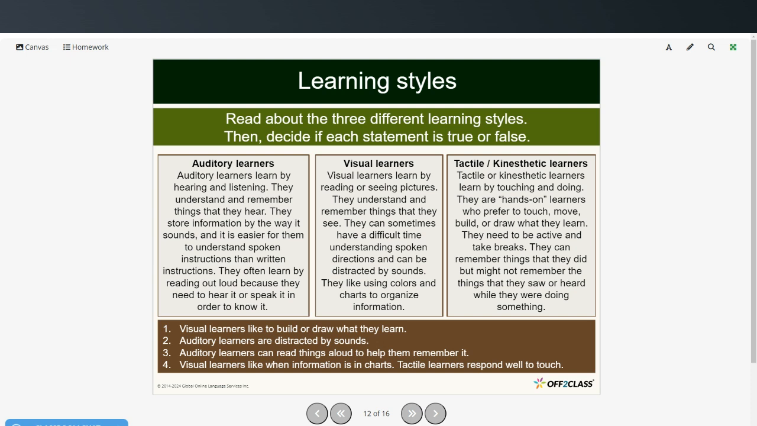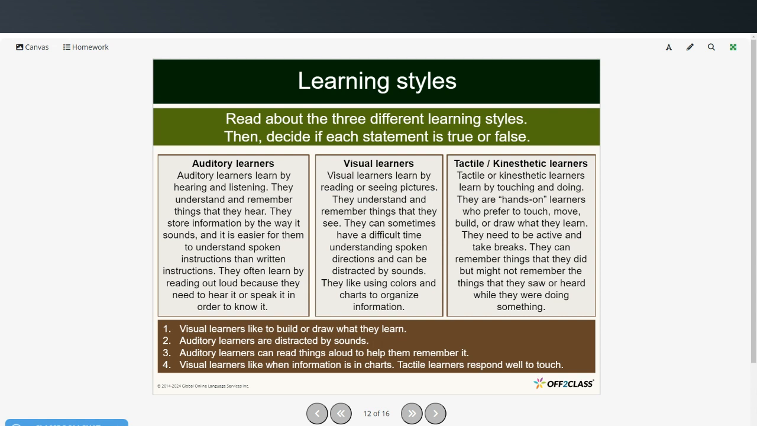All right, so now we're going to read about 3 different learning styles, and then you'll decide whether each statement is true or false. You can either pause the video and read on your own, or you can follow along as I read. Auditory learners.